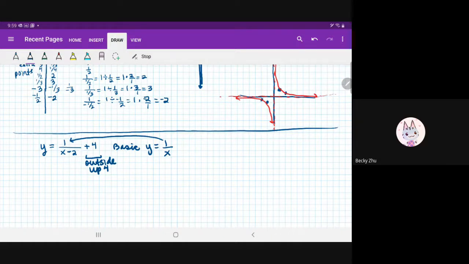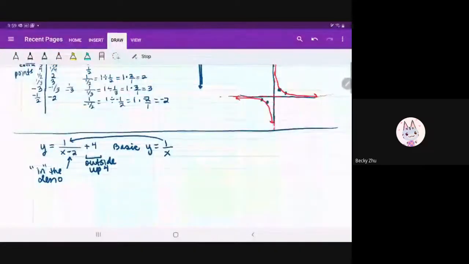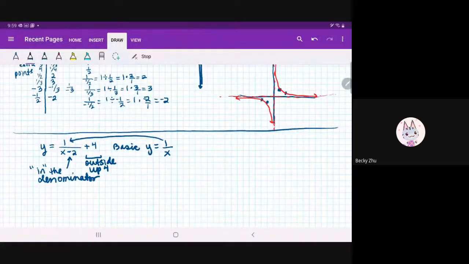So by process of elimination, this one is inside. So I'm going to put in the denominator, we'll put in the denominator is inside on these. Okay, so if that's considered inside, then which way would the 2 move it? Yeah, so this would be right 2. You're exactly right.